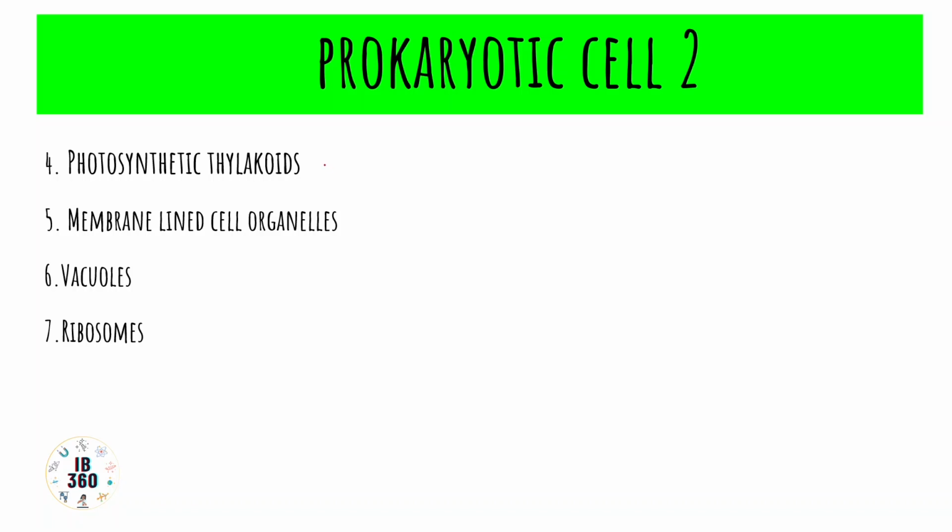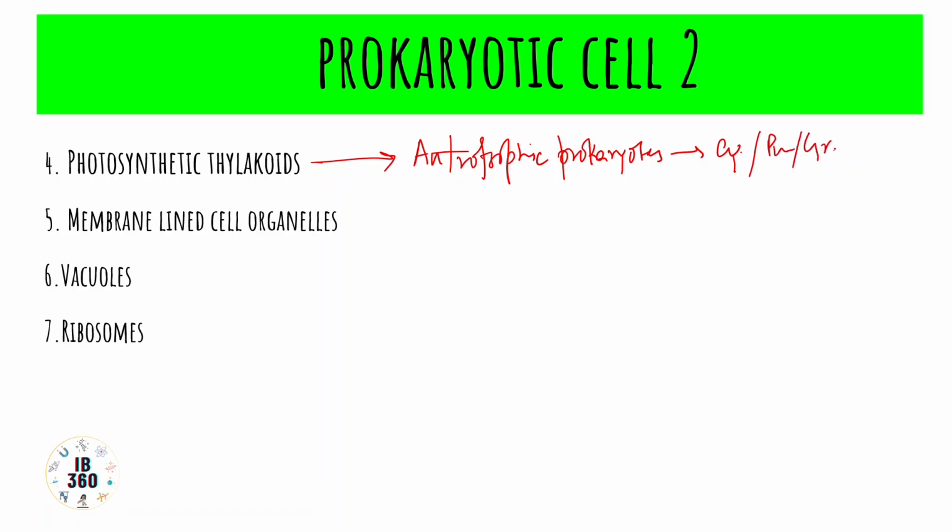Photosynthetic thylakoids are mainly found in autotrophic prokaryotes like cyanobacteria or purple or green bacteria. And since they lack membrane-lined organelles, obviously chloroplasts won't be found, but they have chromatophores which are involved with photosynthesis. These structures are found inside the prokaryotic cell, chromatophores.